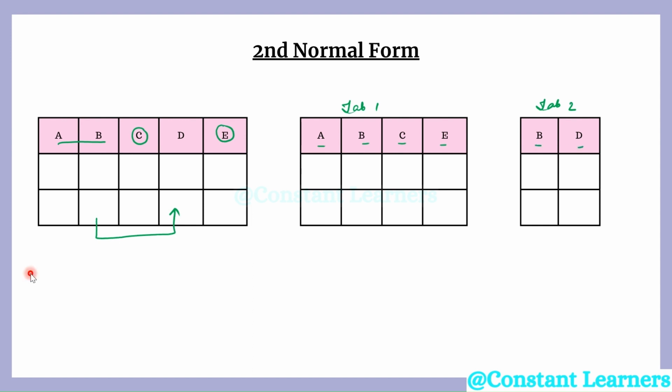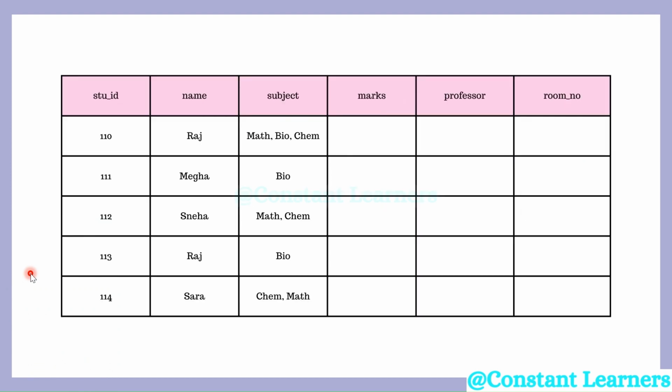Now let's take another real life example, right? Here we have a table wherein we have the student ID, name, subject, marks, professor and room number, right? Now in this case, student ID is 110, 111, 112, 3, 4 and so on. And these are the names of the students, Raj, Megha, Sneha. Now there are two Raj in this table and then we have Sarah.